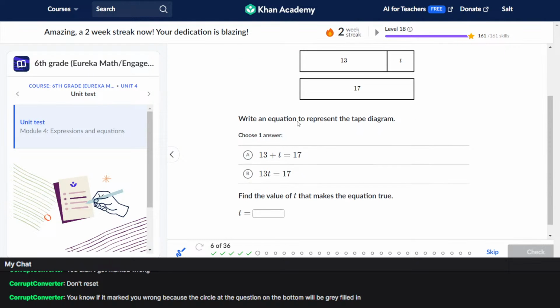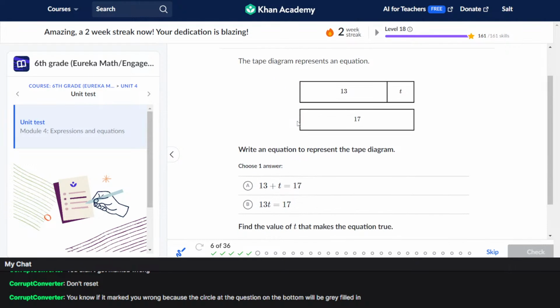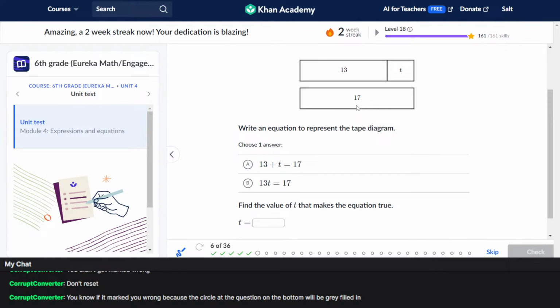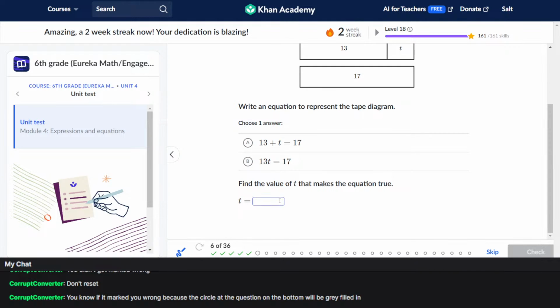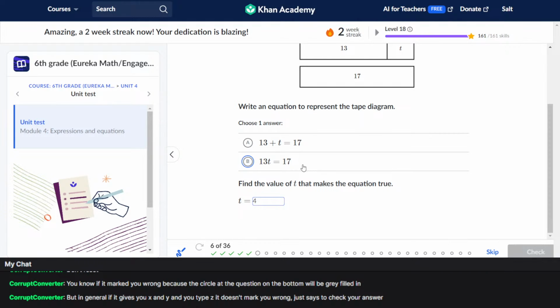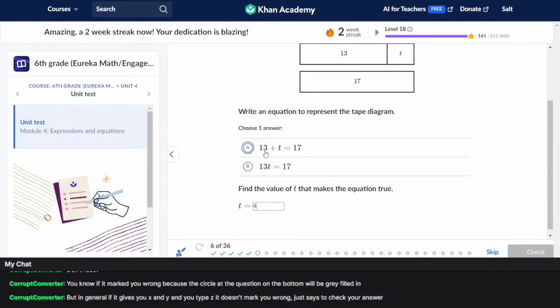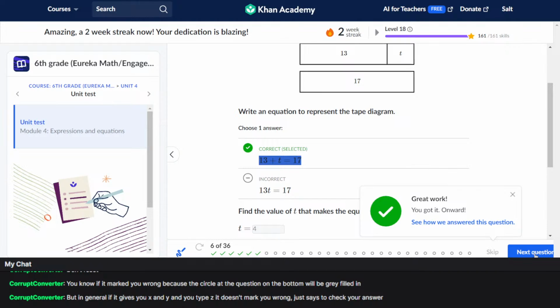Tape diagram 13. Okay, well 17 minus 3 is 14. 4. That better be 4. Yeah. And then one equation. Corrupt Converter says in general if it gives you X and Y and you type Z it doesn't mark you wrong. It just says to check your answer. Okay, got you.